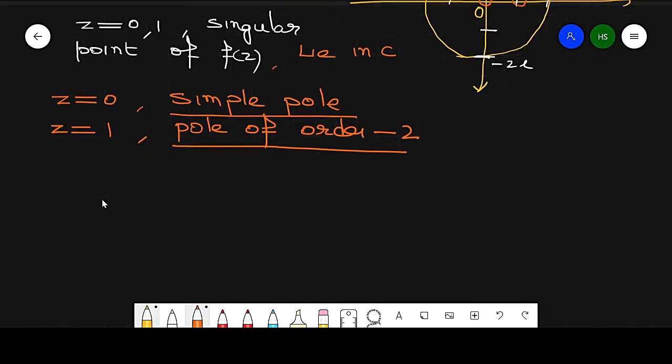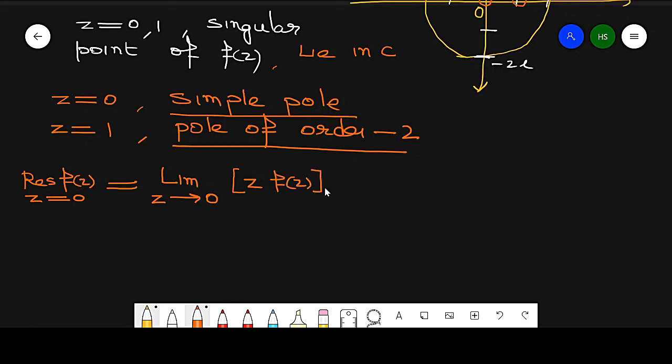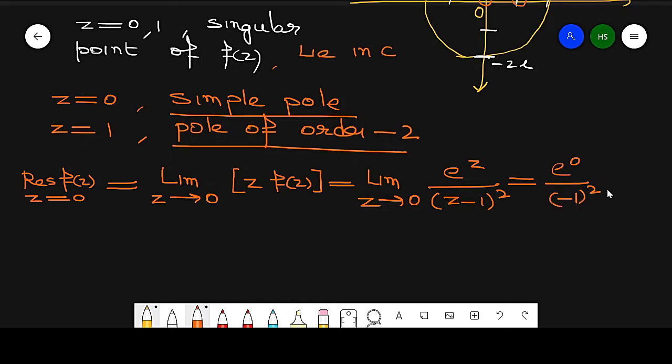Now to apply the Cauchy residue theorem, I need to find the residues at these points. So the residue of function f(z) at z equal to 0 is a simple limit: limit z approaches 0 of z into f(z). So this is limit z approaches 0 of e raised to power z over (z minus 1) raised to power 2, which is e raised to power 0 over (0 minus 1) raised to power 2. So this is equal to 1.